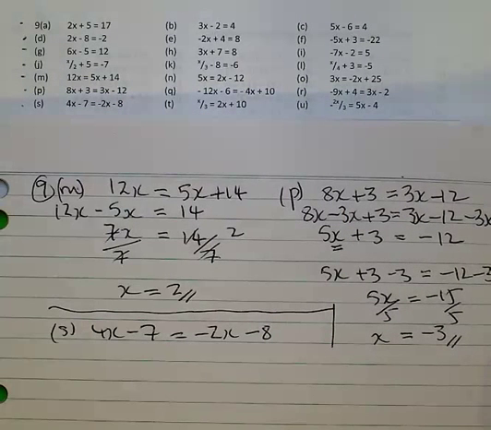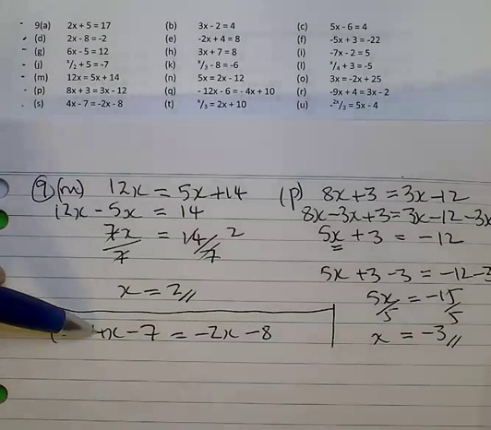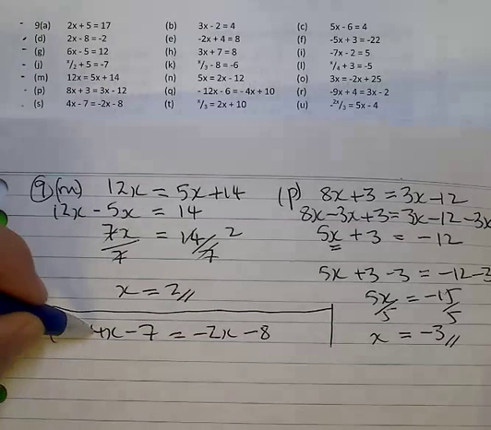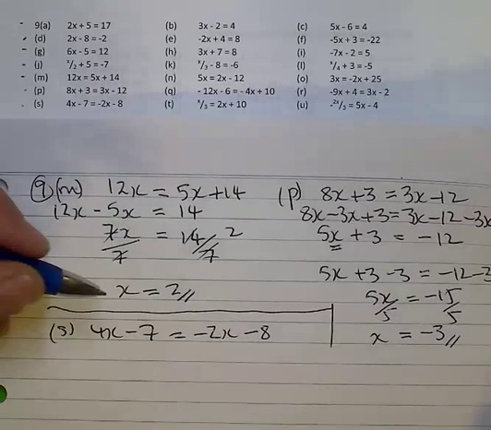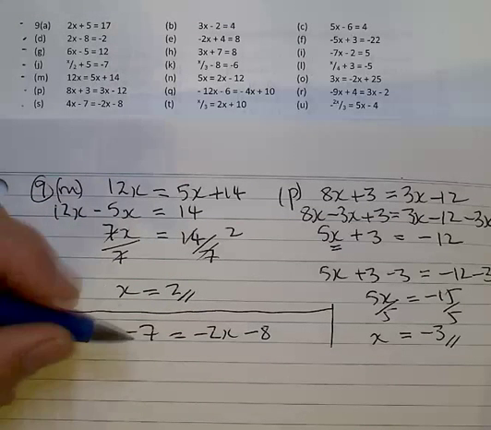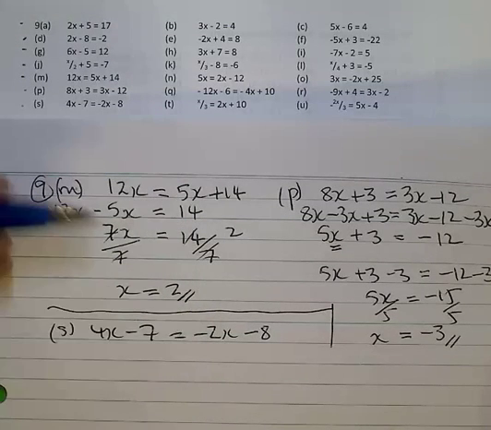Now the last example, S, once again has x on both sides. Clearly, there are more x's on the left-hand side than there are on the right-hand side. So I'm going to undo that minus 2x. Think to yourself, what is the opposite of minus 2x?